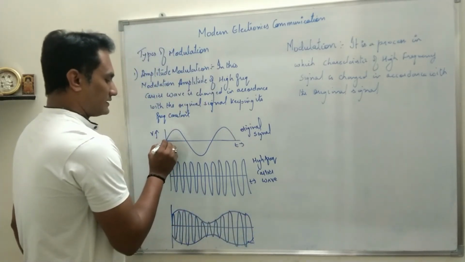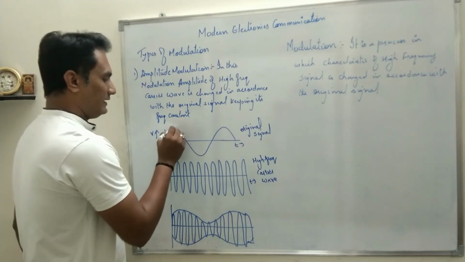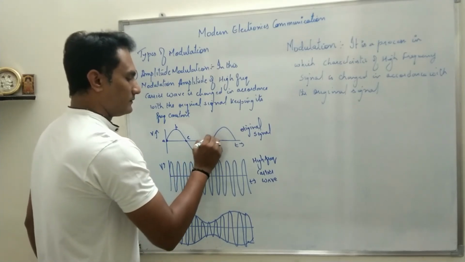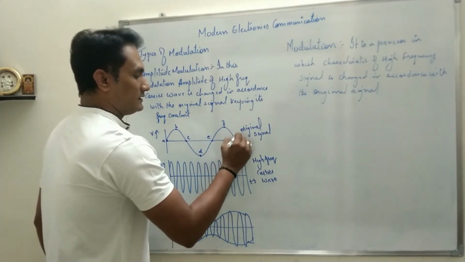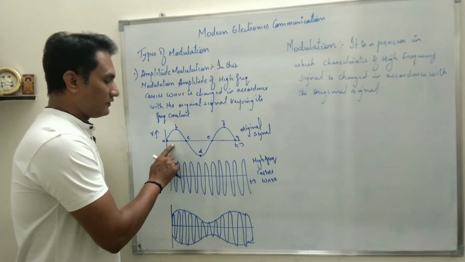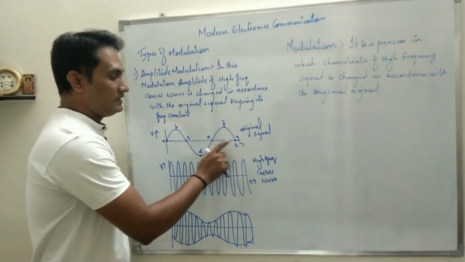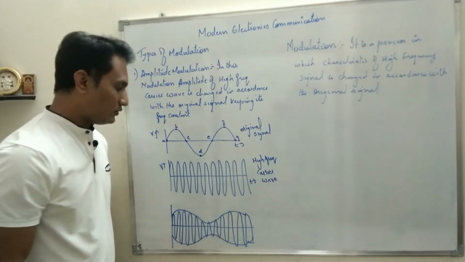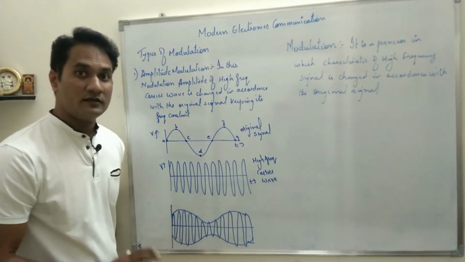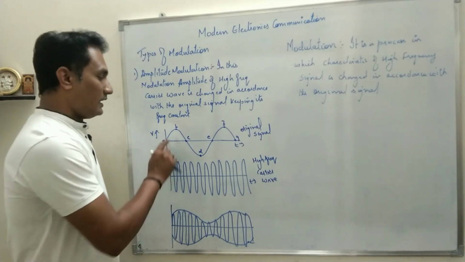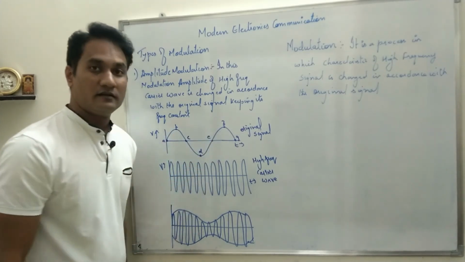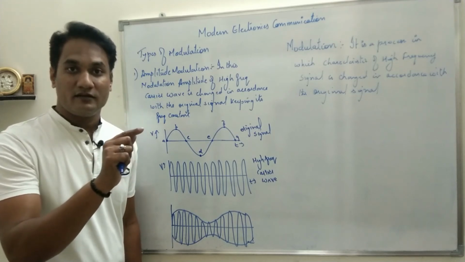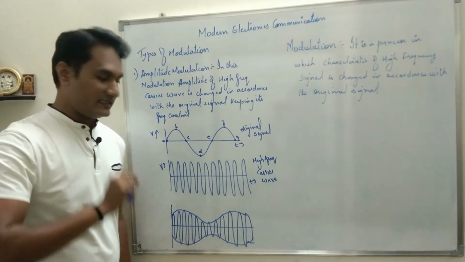Now let us represent this as different points: A, B, C, D, E, F, and this is G. What you can see from the diagram is at A, C, E, G the amplitude is 0, so the amplitude of the carrier should be kept the same. At B and F it is at positive peak, so the amplitude has to be increased. At D it is at negative peak, so the amplitude has to be decreased. So that is what we have done.